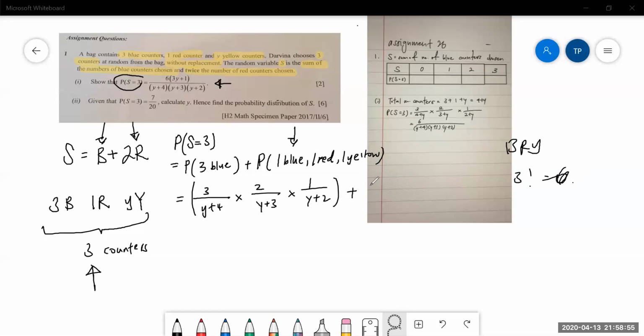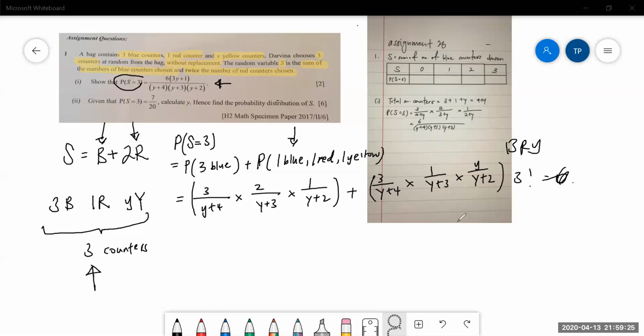We just need to find the probability of, let's say, what's the probability of finding blue? It is 3 over y plus 4. Times, what's the probability of finding red? Red 1 is over y plus 3. Times probability of finding yellow, which will be y over y plus 2.